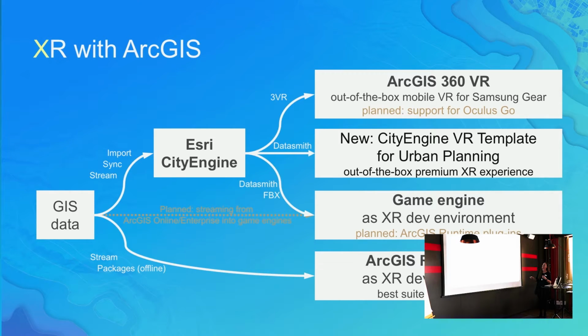into 3VR format. And then you have this out-of-the-box mobile VR currently for the Samsung Gear, and we're planning to also have it available for Oculus Go in the future. So yeah, planned, not yet available. So it's a pretty easy way to go from GIS data to virtual reality.